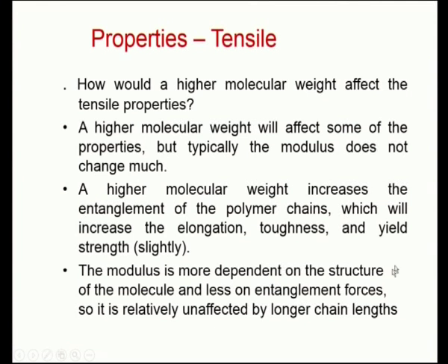The yield strength depends on whether the material is brittle or soft. If the material is rigid, yield strength will be high, whereas if the material is soft, the yield strength will be low. Now the modulus is more dependent on the structure of the molecule. Instead of the molecular weight, it will depend on the structure of the molecule, whether the molecule has any bulky groups like a benzene ring. If a benzene ring or a bulky group is in the main chain, or these bulky groups are substituted as side chains, then that will have a direct effect on modulus, and therefore it will depend less on the entanglement forces. So it is relatively unaffected by longer chain length.